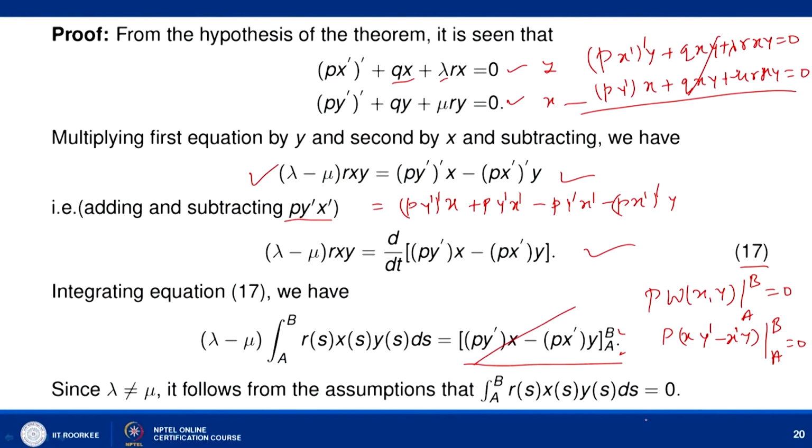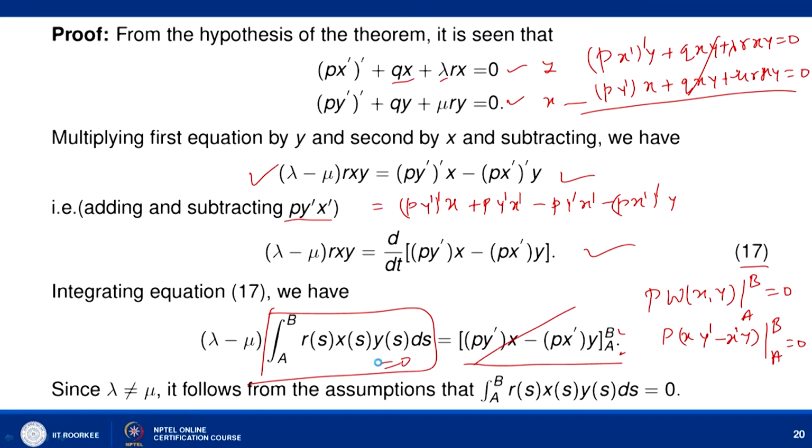So we have (lambda minus mu) times the integral from a to b of r(x) s(x) y(x) dx equal to 0. Now lambda is not equal to mu, that we have already assumed. So from the assumption, this quantity has to be 0. That is what we wanted to prove, that the solutions corresponding to distinct eigenvalues are orthogonal to each other.